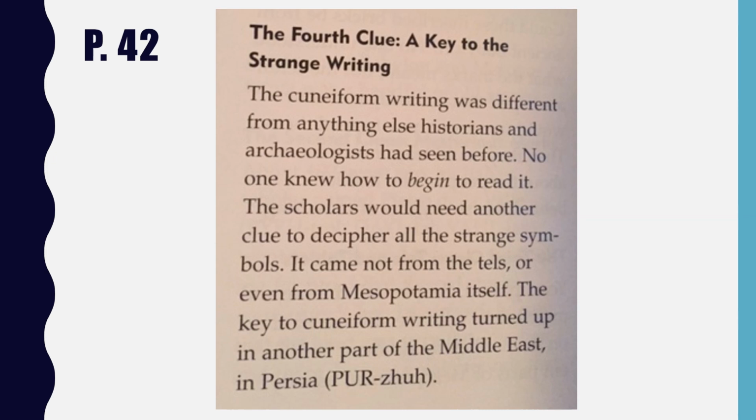As you begin your reading on page 42, starting with the 4th clue, it starts talking about the cuneiform writing. And in our previous reading, we had learned about the clay tablets that had been inscribed with this writing that they could not even begin to read, and they would need another clue to be able to decipher all of these strange symbols that they had found on these tablets. The key to cuneiform writing was going to turn up in another part of the Middle East. It was going to turn up in Persia. And so we're going to look on the next slide at a map to locate Persia.